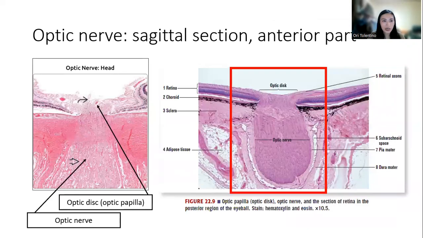So the area where it leaves the eyeball is called the optic disc, right here, the optic disc or the optic papilla. And as it goes more posterior, it becomes the optic nerve. So as you can see, this area is the convergence of the axons from the nerve fiber layer. This is the nerve fiber layer, the axons converge right here, and it passes out of the eyeball as the optic nerve.